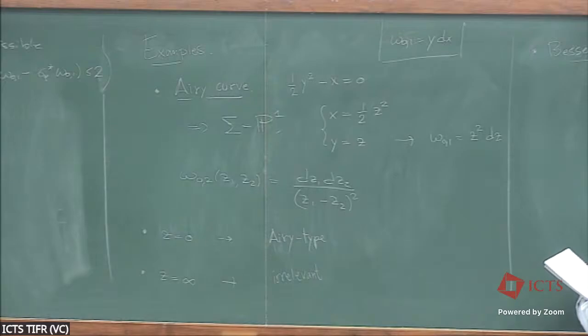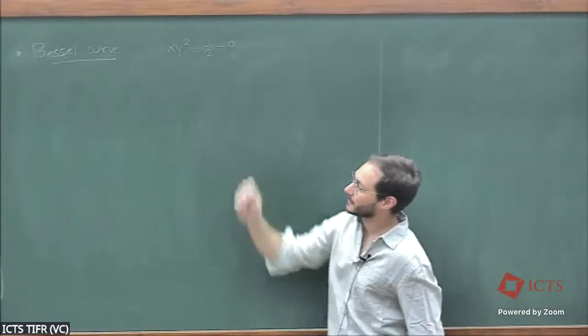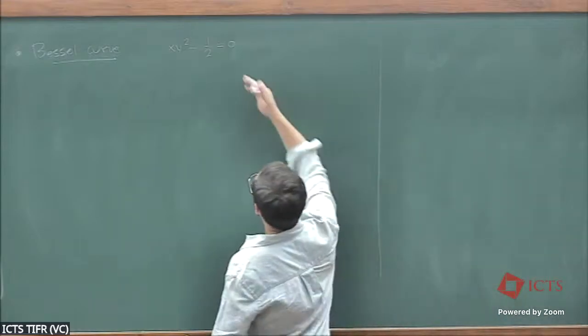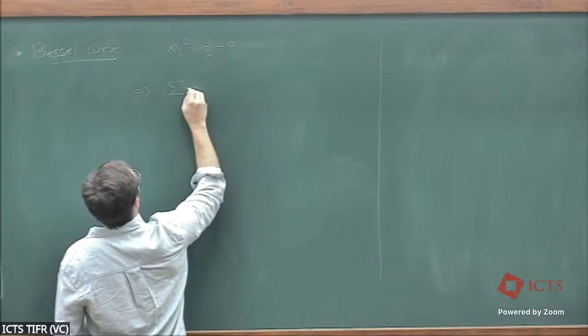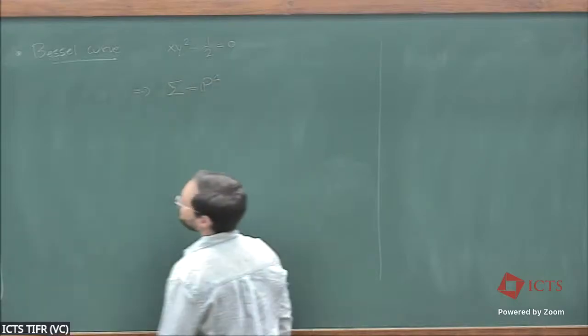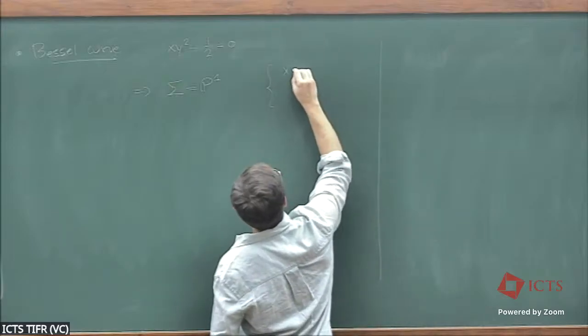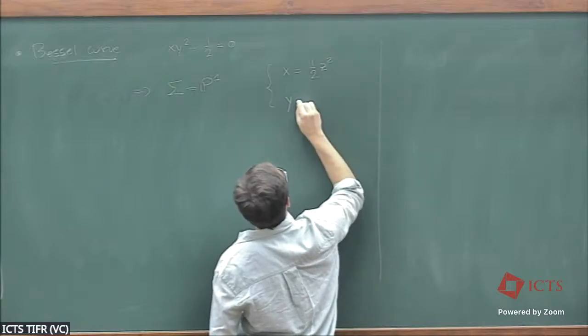And this is given by the following equation: x y squared minus a half equal to 0. And again, the name Bessel comes from the fact that this is the semi-classical limit of a Bessel differential equation. And again, here you have that sigma is just a P1. And you can rationally parameterize this in a similar way. X is a half z squared, but now y is equal to 1 over z.